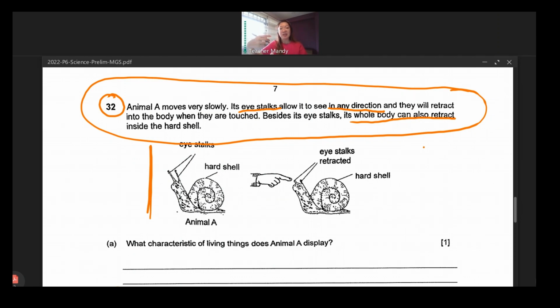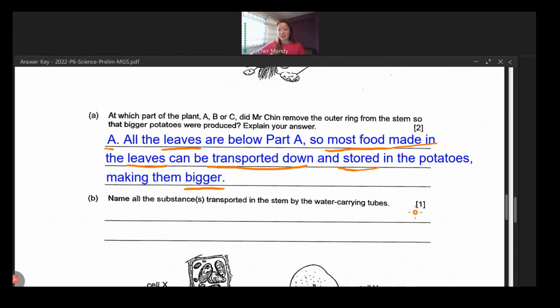But mostly in terms of survival, means not dying, we are mostly referring to getting away from predators so that you do not get eaten up by the predators. So when the eye stalks are able to see in all directions, it is able to look out for predators and escape. Of course, in times of danger, it can also retract its whole body inside the hard shell as protection. So what are the keywords that you need to have for this answer?